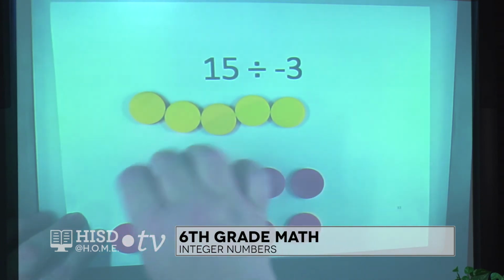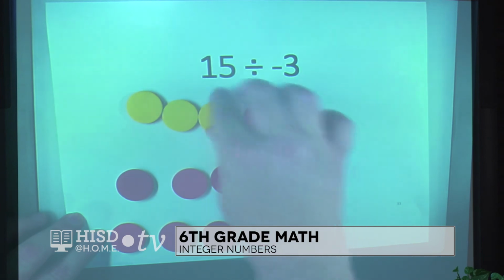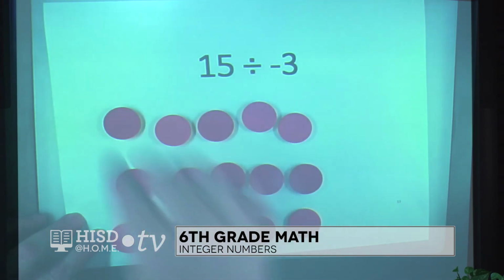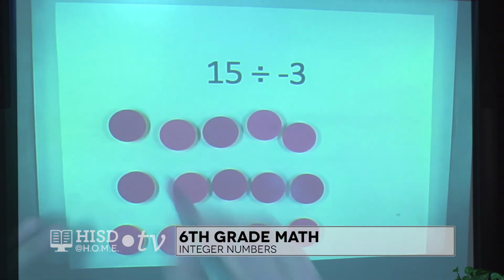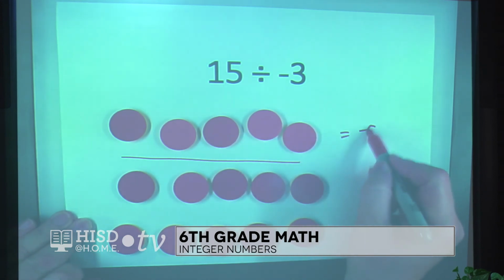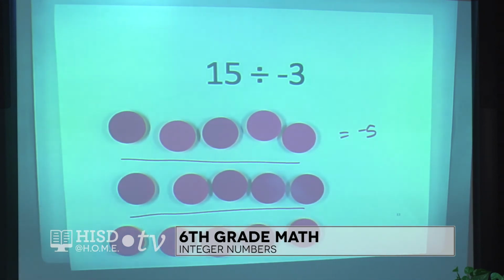And so positive 15 divided by negative 3 gives me negative 5 in each group. Was that what you were thinking? Was that what you were hypothesizing? So we are finding that our rules for multiplication also apply to division. If we have the same sign, they're either both positive or both negative, my answer is going to end up being positive.